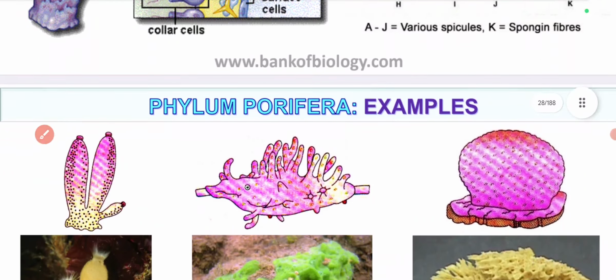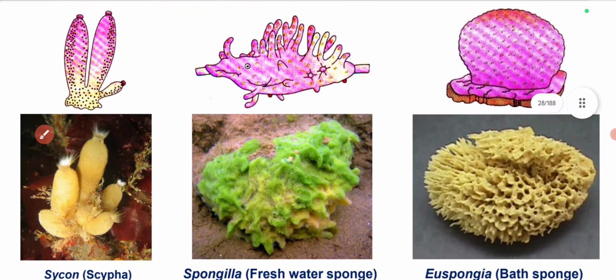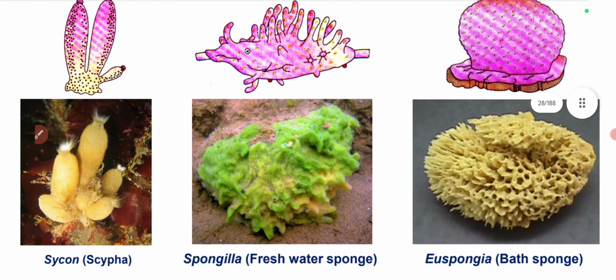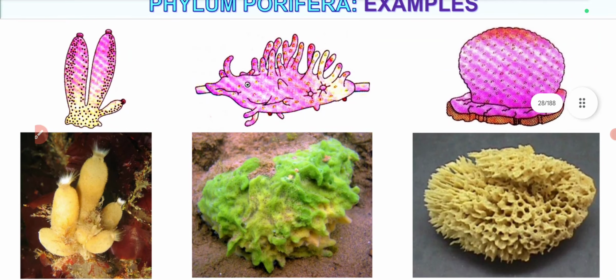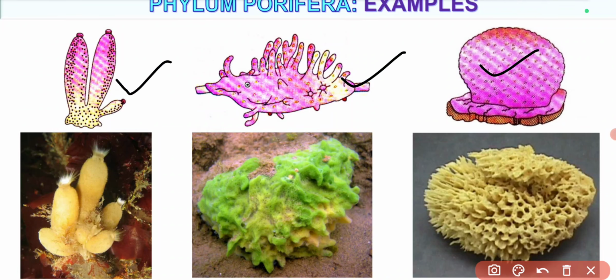Next, examples: Sycon or Scypha, Spongilla, that is freshwater sponge, and Euspongia, that is called bath sponge. These diagrams are drawn in your NCERT, and these are the real ones found inside marine water.